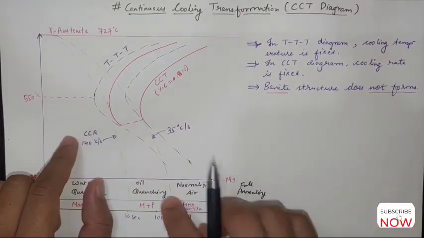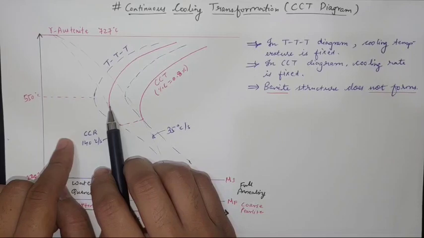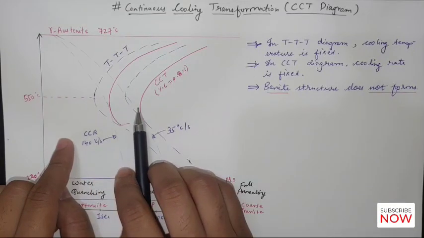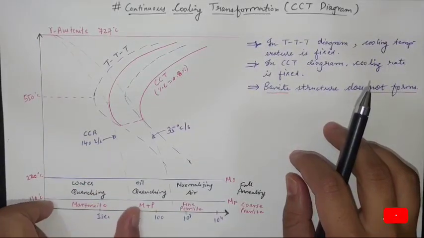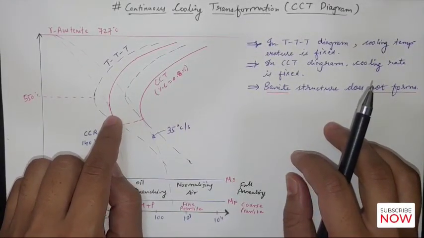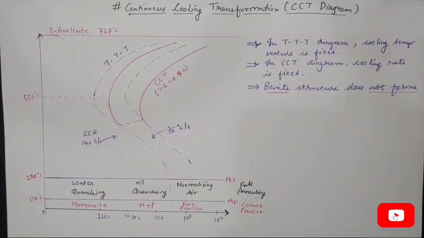The important point in this diagram is that the nose of the curve shifts a little downward, meaning to a lower temperature, and also shifts towards the right, meaning the incubation period increases for pearlite transformation. Another point is that the bainite structure does not form in this CCT diagram.